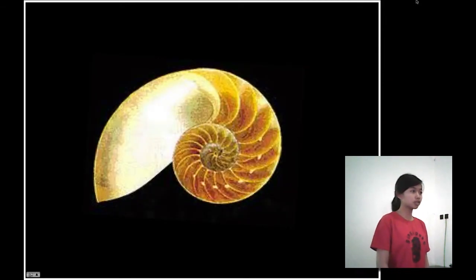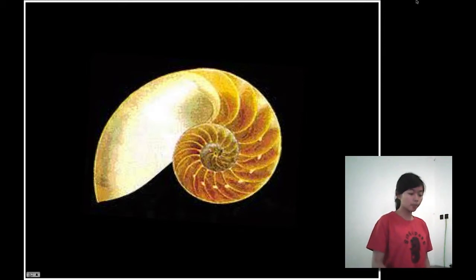Do you know what this is? Well, this is a shell of Nautilus. Nautilus is a beautiful thing, and it's made by nature. Its shell is shaped to represent the golden ratio, which has the value 1.618.